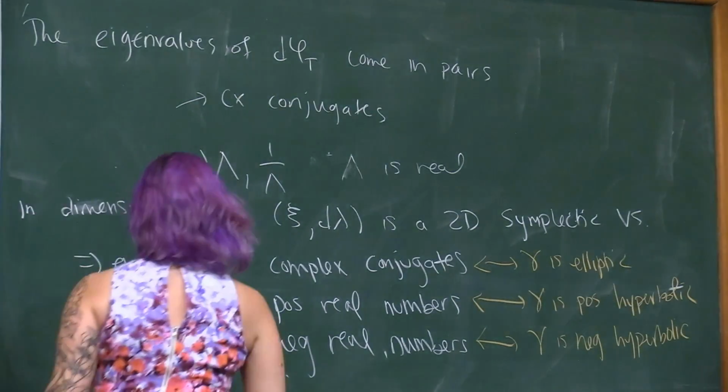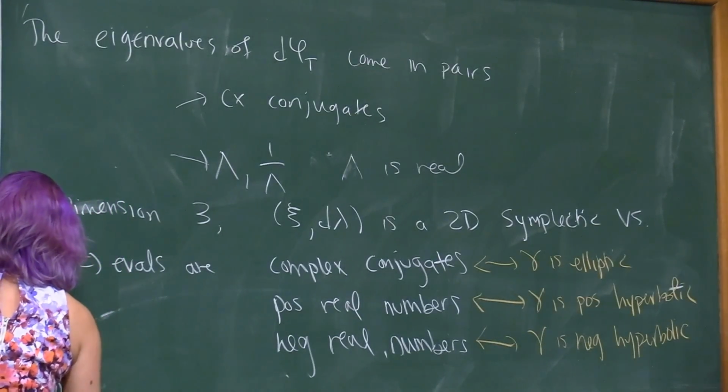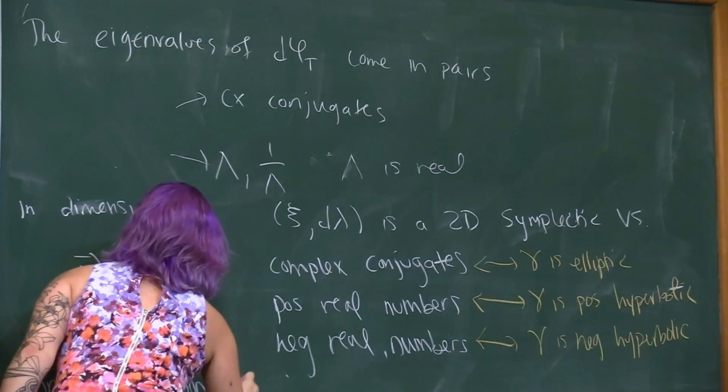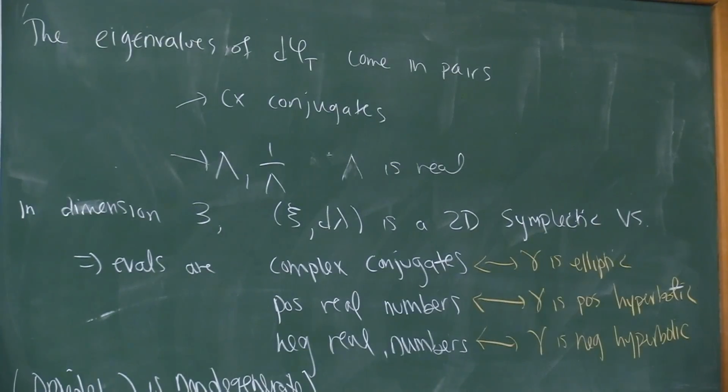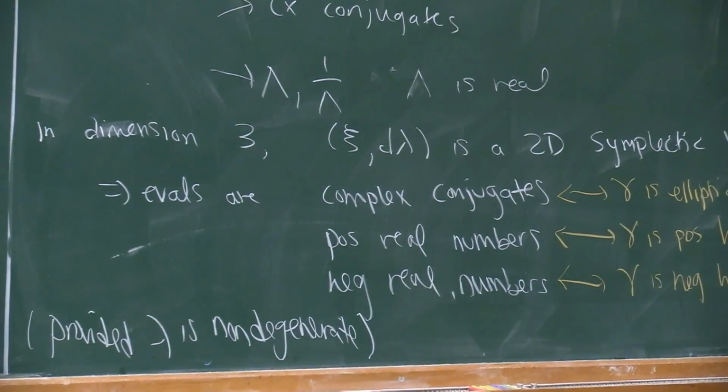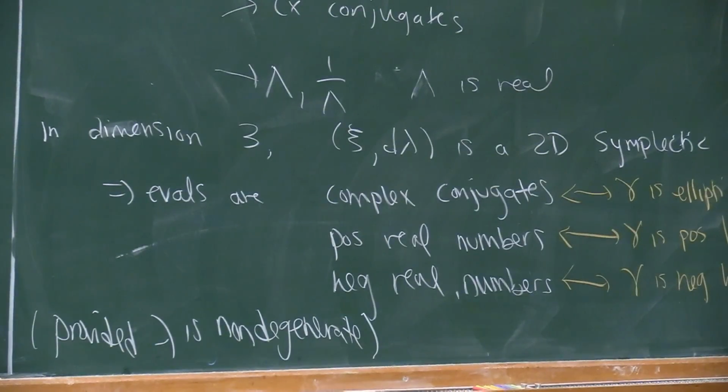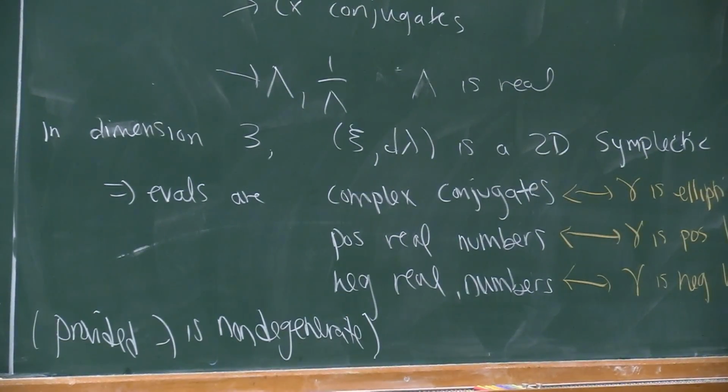So if gamma is embedded elliptic, then each phi_t is rotation by angle 2 pi theta t, with big Theta equal to theta T, and this is for some nice trivialization.